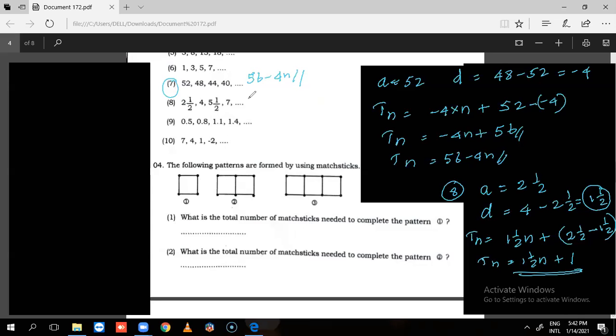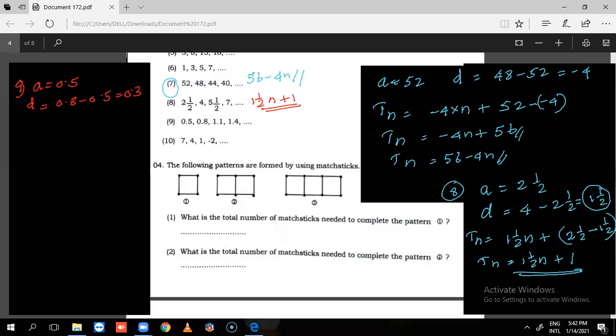Then you can write here 1.5n plus 1. Next one, question number 9. First term a equals 0.5. Common difference d equals 0.8 minus 0.5, that is 0.3.